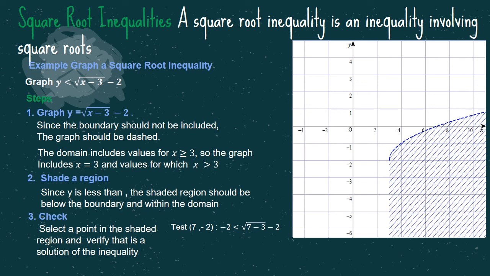Replacing it into the original inequality, we get -2 is less than the square root of 7 minus 3, minus 2. When we simplify this, it becomes -2 is less than the square root of 4, minus 2. And finally it becomes -2 less than 2 minus 2, which is 0. So -2 is less than 0. And this is a true statement, meaning that what we did is okay. The shading that we got is correct.